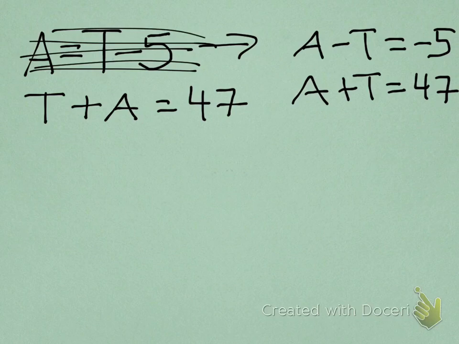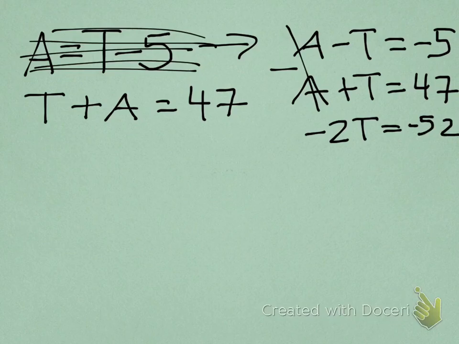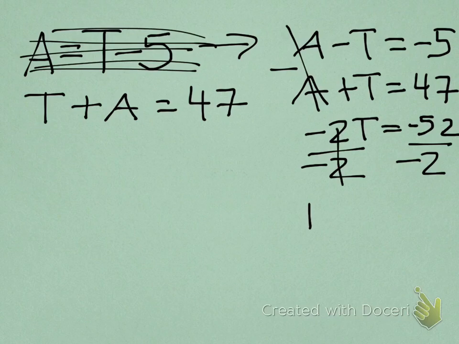Doesn't matter which variable you cancel out here, because either one would be able to cancel out with either addition or subtraction. I'm going to cancel out the A's with subtraction, so that means they cancel themselves out, but then I have negative 1T minus T, which is actually going to give me negative 2T. Negative 5 minus 47 is going to give me negative 52. So I'm going to divide by negative 2. So Tamara is inviting 26.